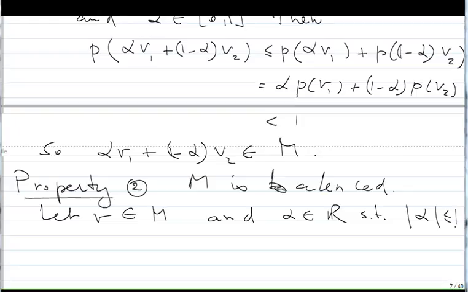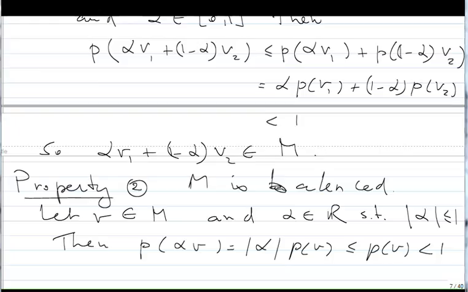Remember, if alpha is only between 0 and 1, then alpha v belongs to M because of the convexity. You have 0 and you have v, so you have the segment 0v inside M, and this will give us from the convexity that alpha v belongs. But now we're taking alpha negative. So in particular, here we have P of alpha v equal to absolute value of alpha Pv, which is less than Pv, which is less than 1. And therefore alpha v belongs to M.